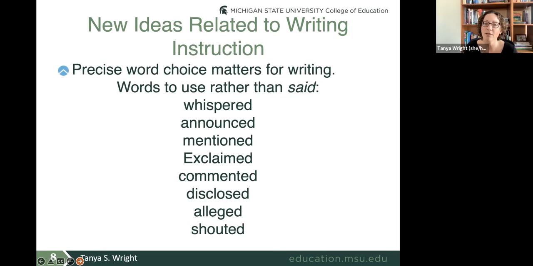Vocabulary matters for the quality of what kids write. They need to have enough information about words to be able to use them, and they need to have nuanced information about words to pick the right or precise word to convey their ideas and their meaning.